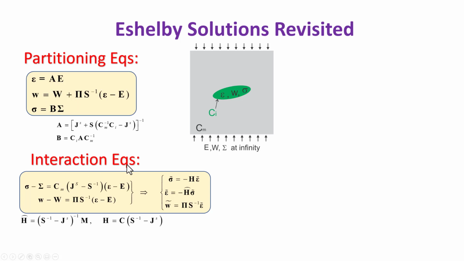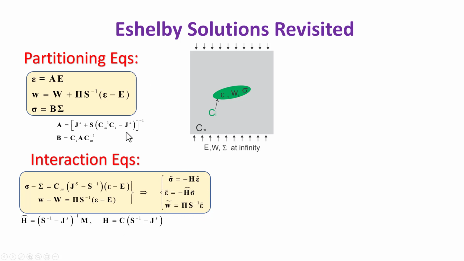They can be derived from the partitioning equations by inserting the stress-strain rate relationship into these equations. So the interaction equations are often written in a more succinct form. Sigma with a wave on it stands for the stress difference. Epsilon with a wave on it stands for the strain rate difference. H and H arc are new tensors introduced to make their expressions more succinct.